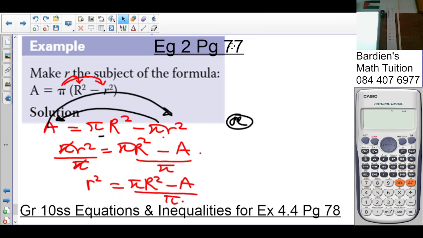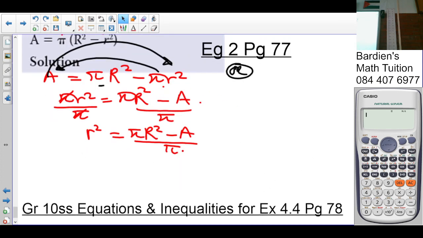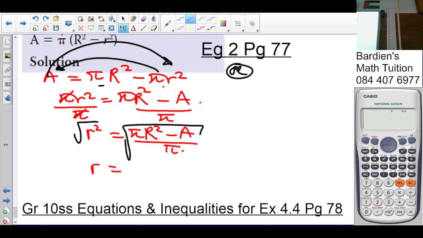Now what? Root it. Okay, normally I would go with plus and minus, but because r represents a length, you can't have a negative length. We're still going to come back to when we talk about what that is, but for now, r will be positive. So r is equal to the square root of.